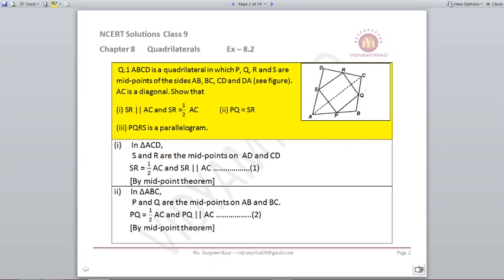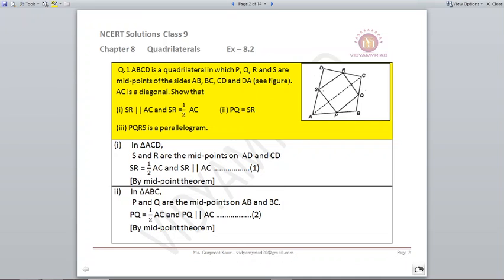To begin with the exercise, question number 1: there is a quadrilateral ABCD in which P, Q, R, S are the midpoints of the sides AB, BC, CD and DA. AC is given as a diagonal. Now let us prove the first point. You have to show that SR is parallel to AC and SR is half of AC. We will simply follow the midpoint theorem here.